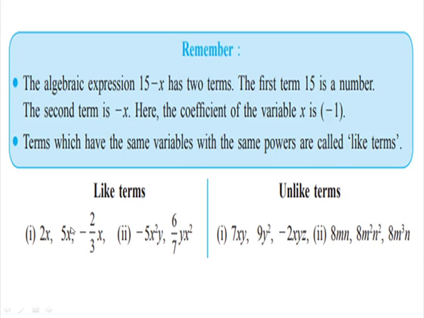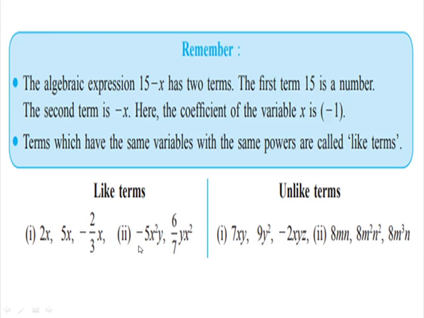If you look here at like terms, in the first example, 2x, 5x, negative 2 upon 3x. In all these three terms, the variable part is the same. Whenever we check like terms, we look only at the variable part. In the first term, the variable is x. In the second term, the variable is again x. In the third term, the variable is x. Hence, all these three terms are like terms.